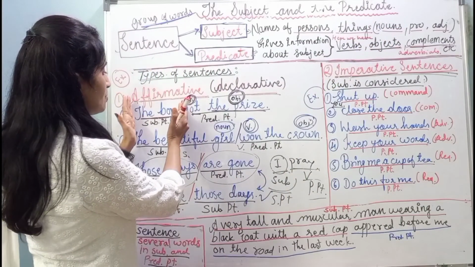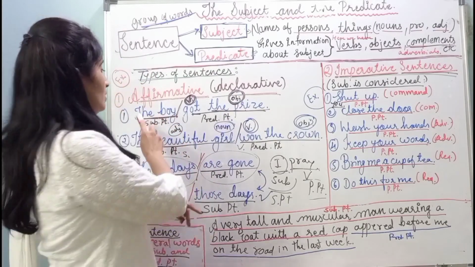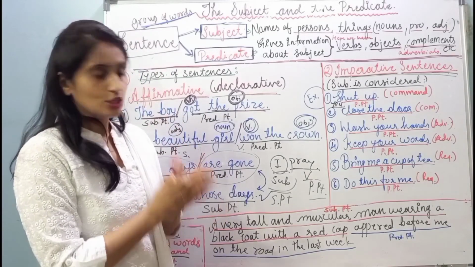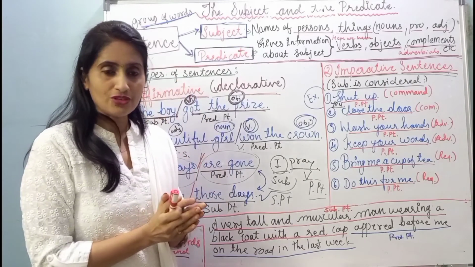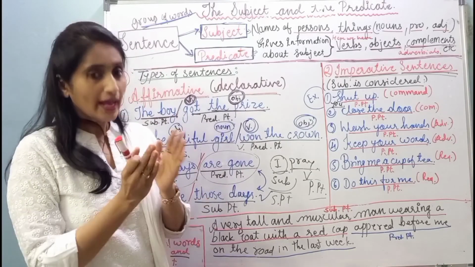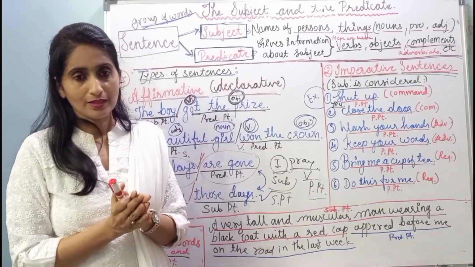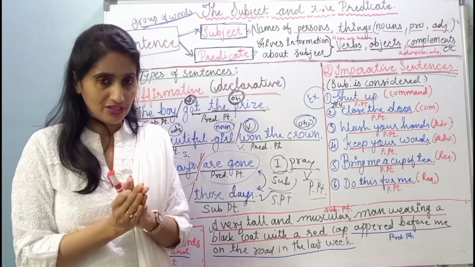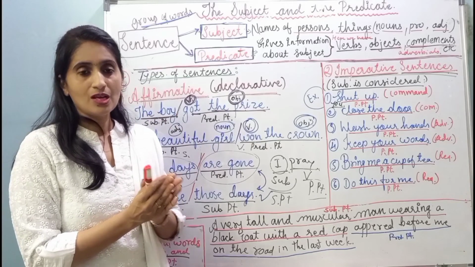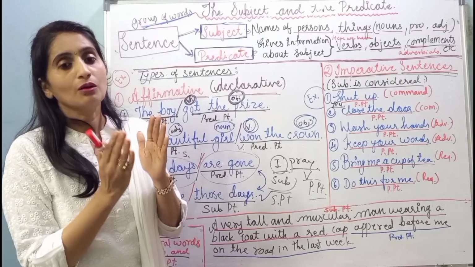Now look at this first part. In this part we have two words, the and boy. Boy is the noun. So the boy is the subject here. This is the doer of an action. As the boy is the subject, we can say that this is the subject part. The part of the sentence in which there is the subject is the subject part. Sentence के जिस part में subject होता है वह subject part होता है.